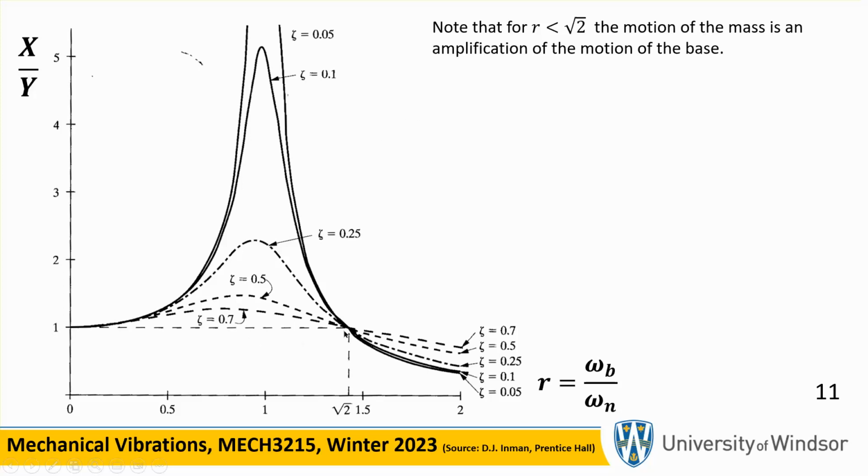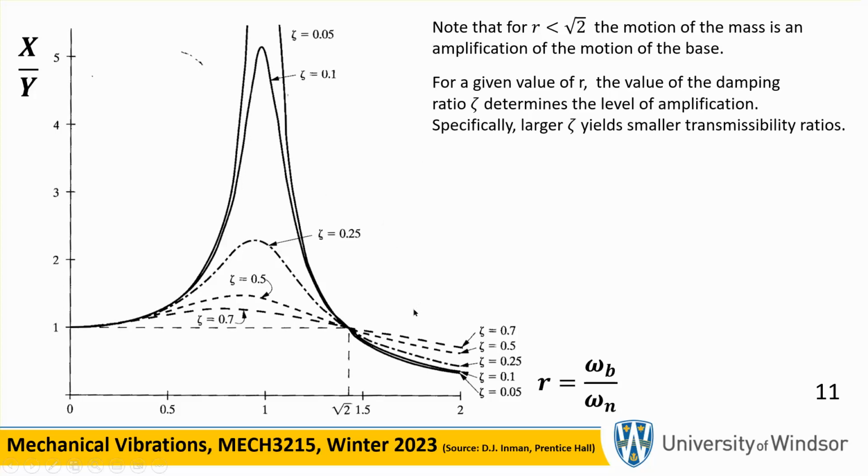First of all, notice that when the frequency ratio is less than root 2, right there, look at the height of these curves. They're always bigger than 1. As long as the frequency ratio is less than root 2, always the block moves more than the base. In other words, the amplitude is more.